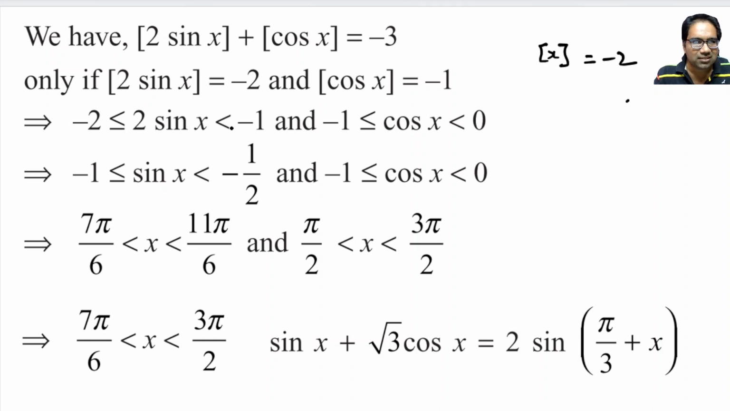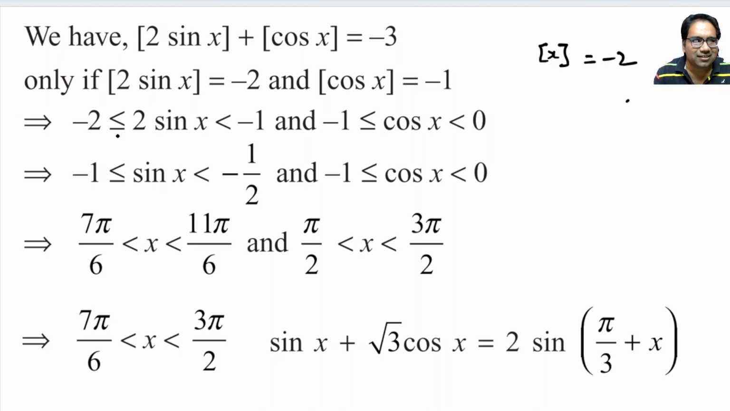Otherwise, if it is less than or equal to minus 1, and this is equal to minus 1, then greatest integer function of 2 sin x will be minus 1. It will not be minus 2. So greatest integer function of minus 1 will become minus 1. So for this to be minus 2, 2 sin x should always be lesser than minus 1, but greater than or equal to minus 2. Similarly, cos x should always be strictly lesser than 0, not less than or equal, and greater than or equal to minus 1.